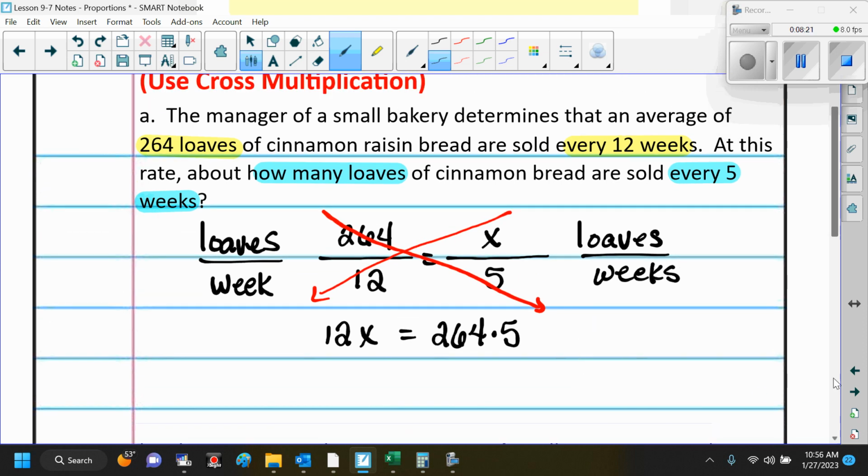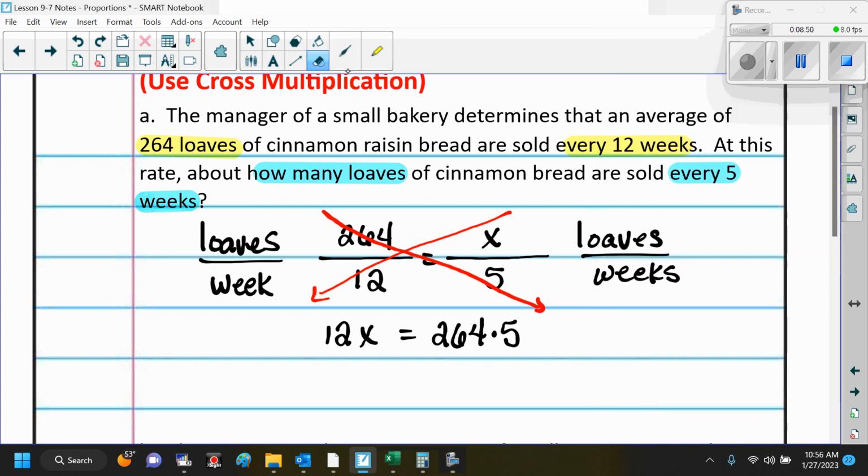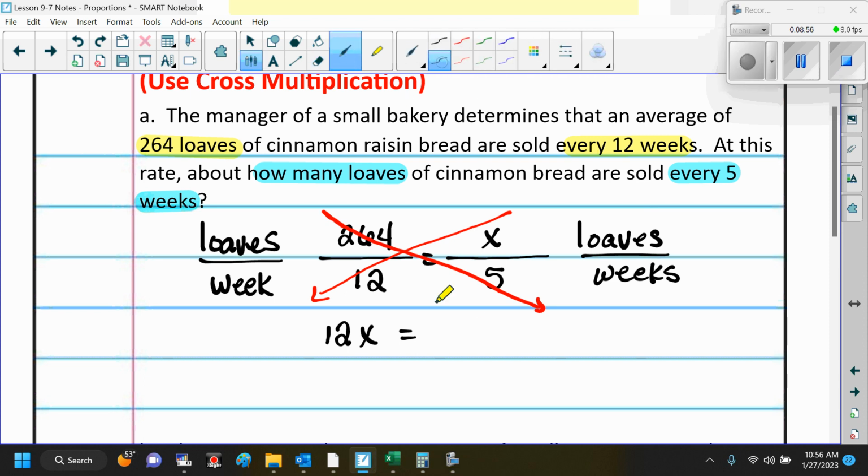So now, if you want to just go ahead and put the 264 times 5 in your calculator and write that there, you can do that. I'm okay with that. If you feel like you need to write it down, write it down. So we have 264 times 5. That gives us 1,320. So I'm going to go ahead and write 1,320 rather than writing what I multiplied here. Is everybody with me? But you can go ahead and keep that in your notes for now. Now, this says 12x equals 1,320.